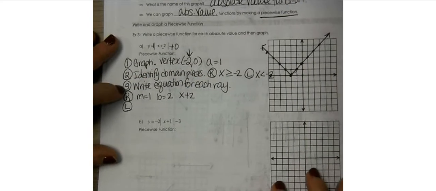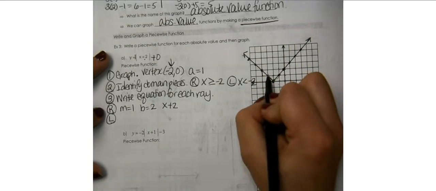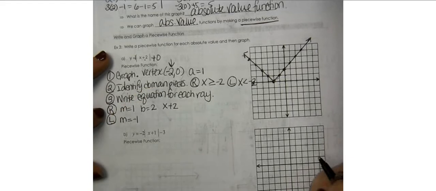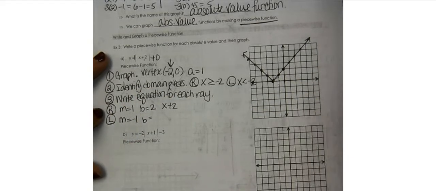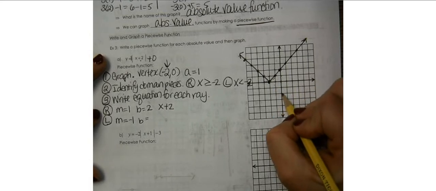So the left-hand side of the graph, okay, I'm going down 1 to the right 1. So it looks like my slope is going to be -1. And my b value, well, I'm not exactly sure what that is. So one approach is that you can keep going and see if you can come up with where it's going to cross.